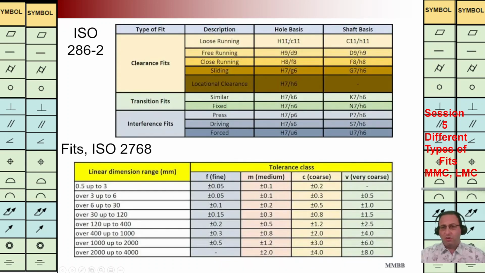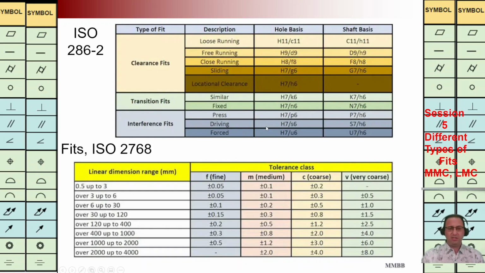We have talked about hole basis. Hole basis means the smallest diameter of the hole is constant. Uppercase letter H is going to be used for that. And we have another scenario, we call it shaft basis. It means the maximum diameter of the shaft or pin is constant. We are going to have lowercase h here for that. And based on this combination, we are going to define clearance fit, transition fit, or interference fit.